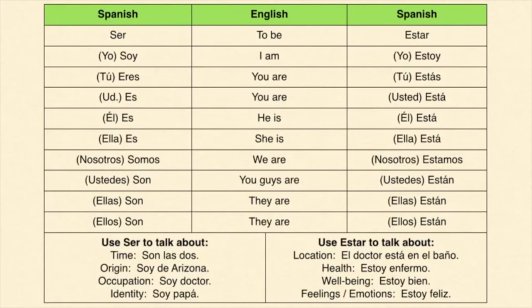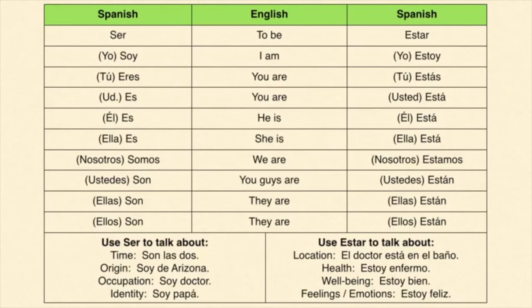We use the estar side to express am, is, or are when we're talking about location, health, well-being, or feelings or emotions. Some examples with location: el doctor está en el baño. So the doctor is in the bathroom. Or with health, estoy enfermo. I am sick.